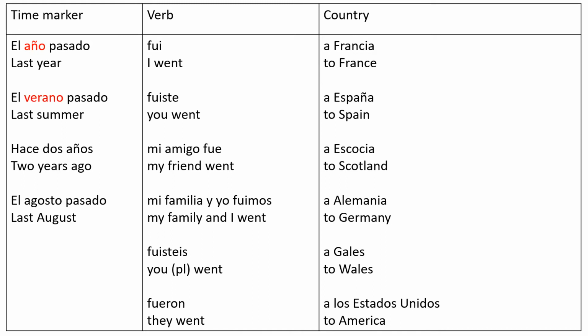As you can see now, the word verano is highlighted. The reason why I've highlighted this one is because of the V at the beginning, which as we know in Spanish is pronounced as a B sound. So repeat after me please. Verano. Well done. Next word.